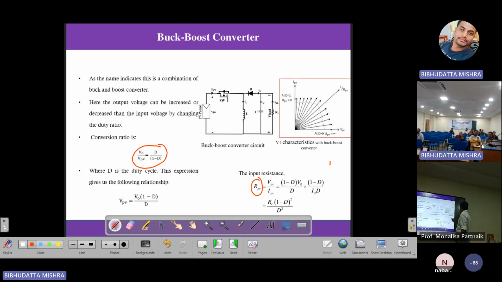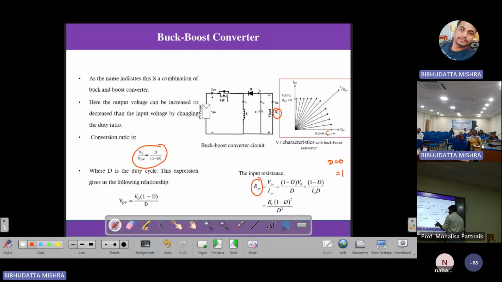Now again we can check D equal to 0 and D equal to 1. D equal to 0 means RPV is equal to infinity, so it's an open circuit, and it will start from here. And D equal to 1 gives 0, so it is a short circuit, and it will end here. You will see it covers the full range of the IV curve. So it does not depend on what RL value you are choosing. If you use this structure, with any RL value you can actually extract the maximum power.